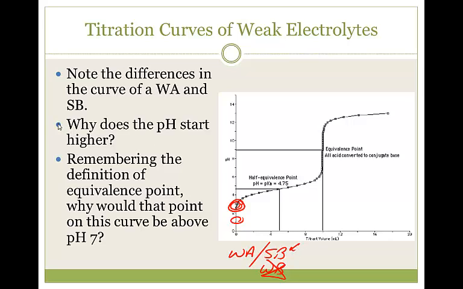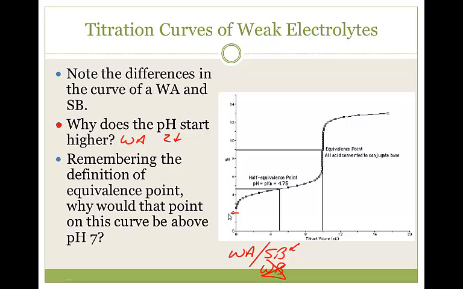Okay, so a few questions to answer here. Why does the pH start higher? Well, weak acids are incapable of having a pH that is really below 2 even. So that's how we know that we start with a weak acid here, because the pH is above 2.